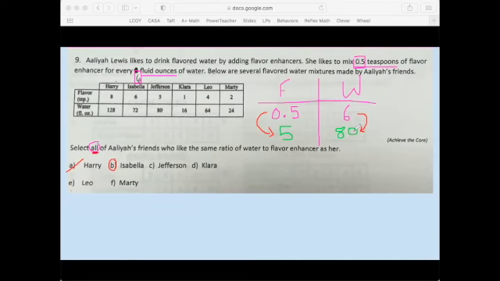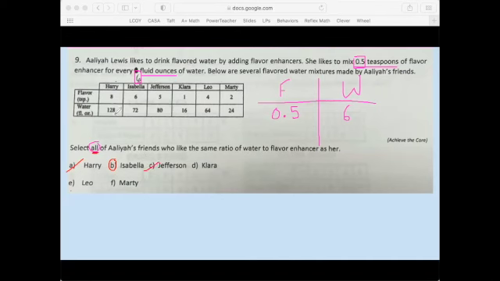And to figure that out, we have to make sure that they can both be multiplied by the same number, which means that they follow the same pattern. So half times what will get me 5? We kind of did this before. Half times 10. If I take 10 and I slash it, I get 5. So I have to do that to the other quantity, which is the water. 6 times 10 is not 80. 6 times 10 is 60. So that means Jefferson does not have a ratio that is equivalent to Aaliyah.